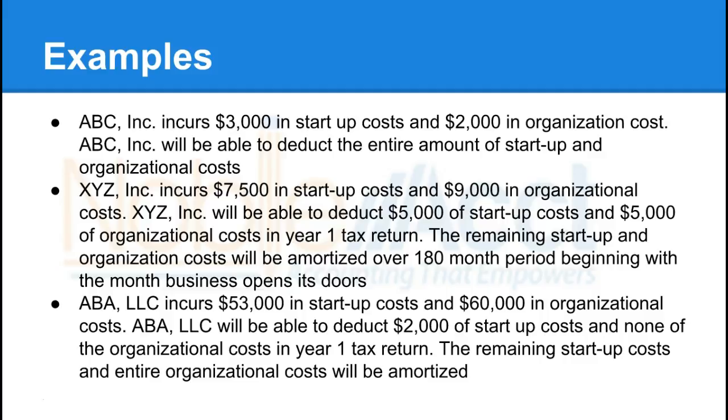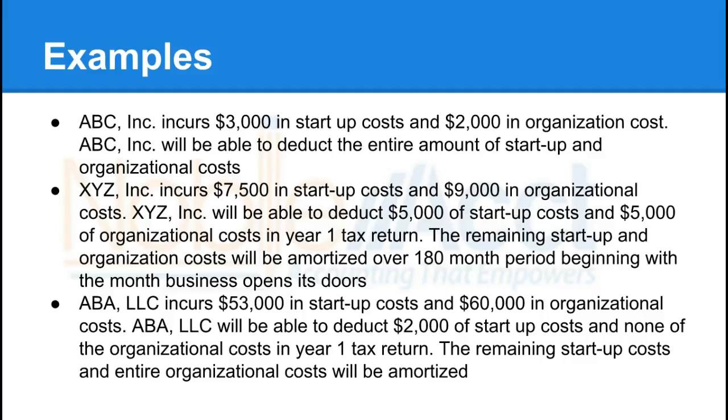Now example number 2 is XYZ Inc., which incurs $7,500 in startup costs and $9,000 in organizational costs. XYZ Inc. will be able to deduct $5,000 of startup costs and $5,000 of organizational costs within the first tax year, because remember, that's the limit. The remaining $2,500 in startup costs and $4,000 of organizational costs will be claimed in equal monthly installments over a 180-month period, beginning with the month that the business opens its doors.